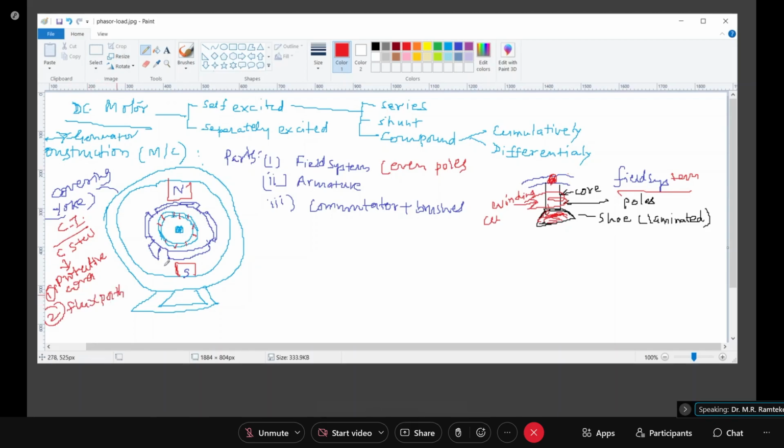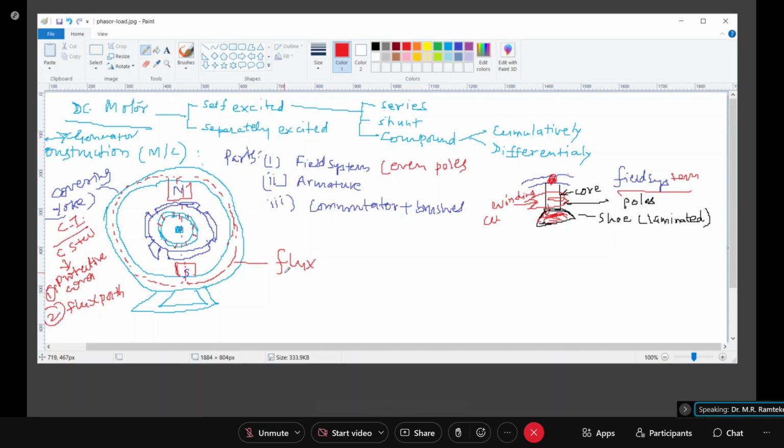So what actually happens when flux is generated in the poles? That flux will follow these low reluctance paths and it will come to this and move like this. So this is my flux. The same thing will be on this side also. So it also provides a low reluctance flux path. The field winding will produce a flux and it will flow through this path.